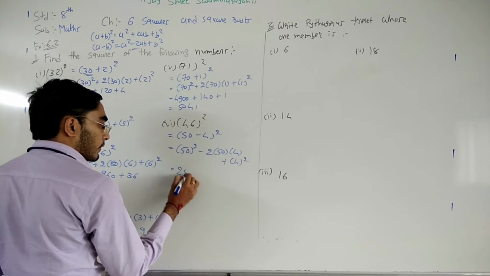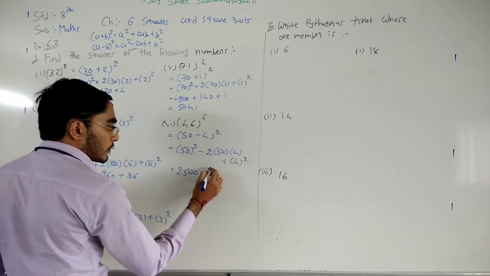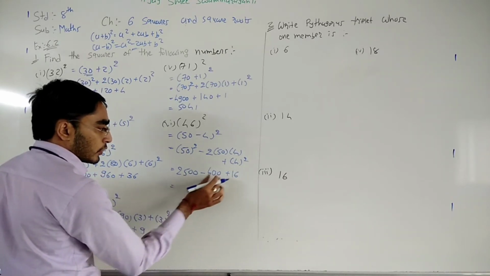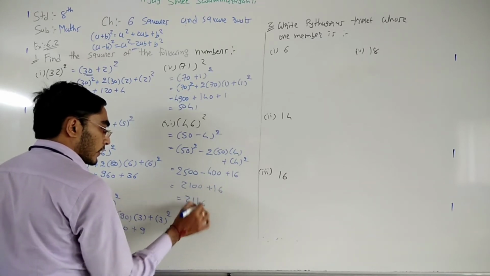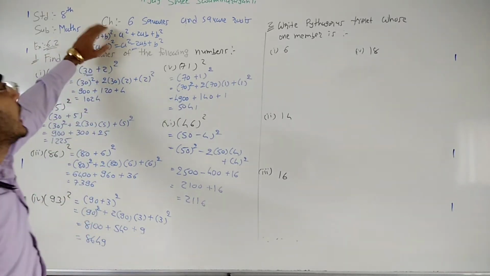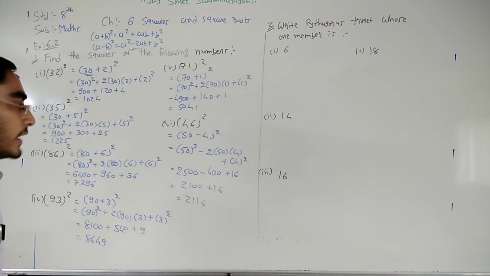Now 5 square is 25, and the 0 becomes twice, so 2500. 50 into 2 is 100, 100 into 4 is 400, plus 4 square is 16. So 2500 minus 400 is 2100, plus 16, so 2116. This is the answer of 46 all square. So in this way we can find the answers of these squares by using the identity. These two are the identities that we learn in chapter number 9.